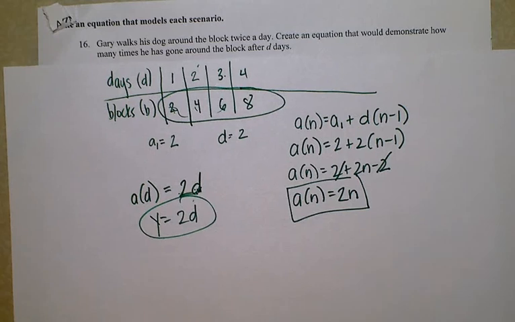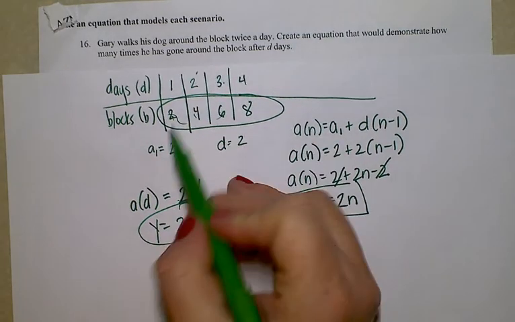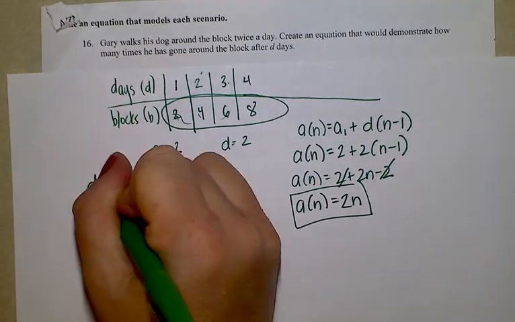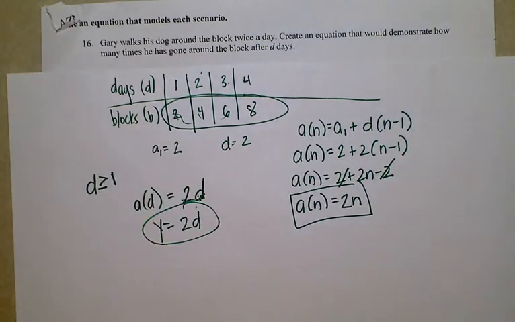Okay, by the way, let's keep in mind here that our days have to be greater than or equal to 1. So you're not having a negative d, right? You're not going to have a negative 1. How do you represent a negative 1 in terms of days? But here is our final answer.